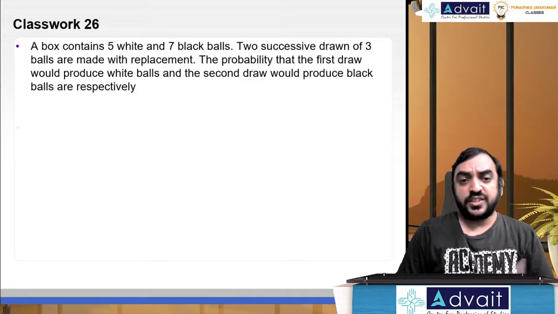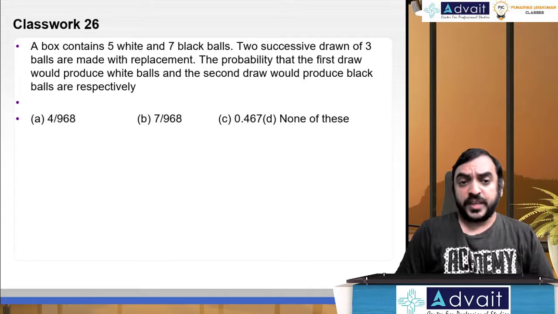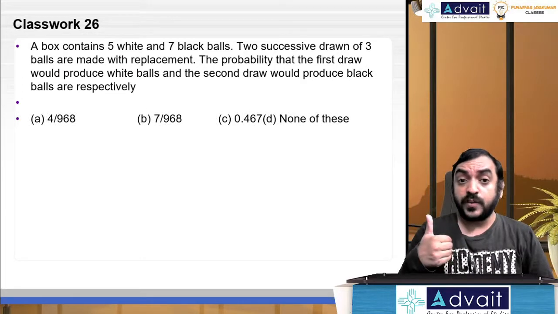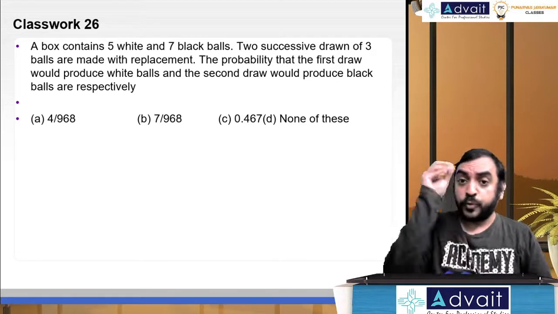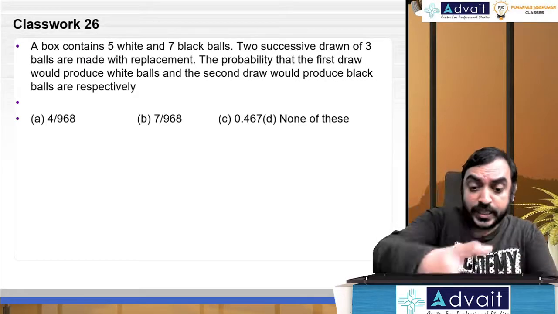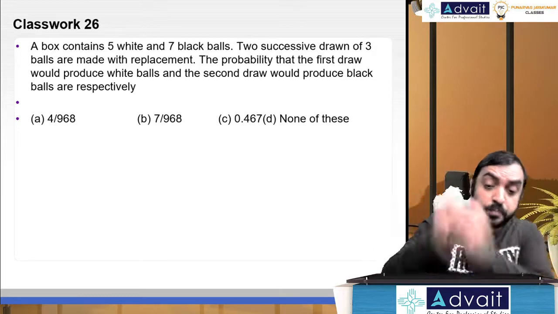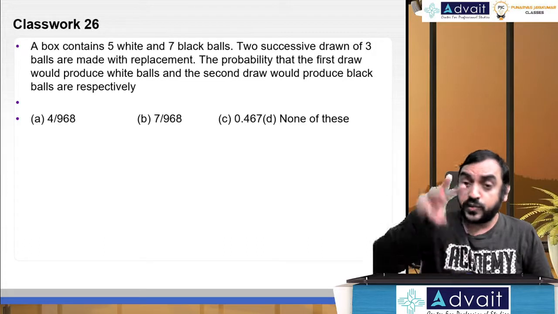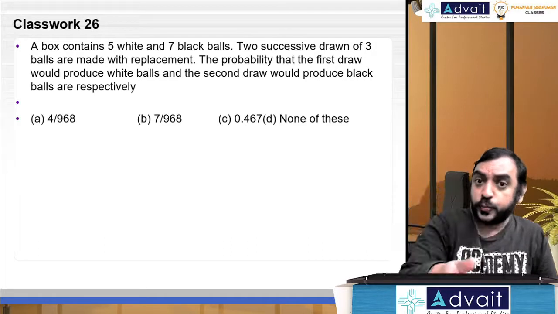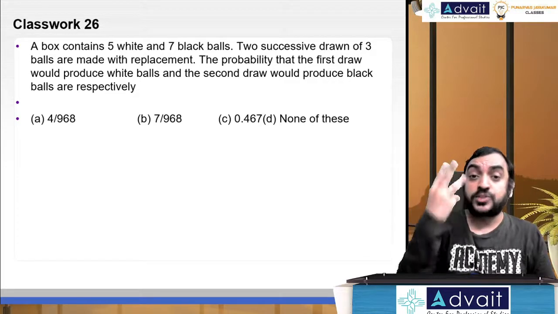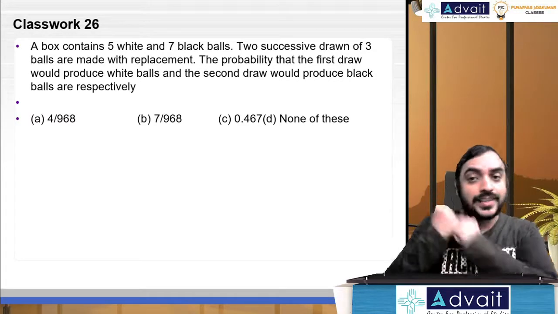A box contains 5 white and 7 black balls. Two successive draws of 3 balls are made with replacement. What do you mean by two successive draws of 3 balls? Not selecting one, putting it back, selecting one more, not one by one. Selecting 3 balls together, then put them back and then select all 3 together. So 3 balls, take them, then put them back, again you draw the 3 balls. Two successive draws of 3 balls. So 3 balls at a time.